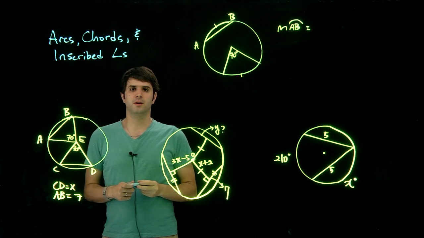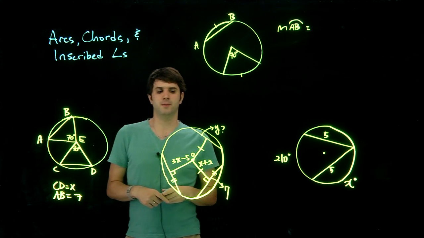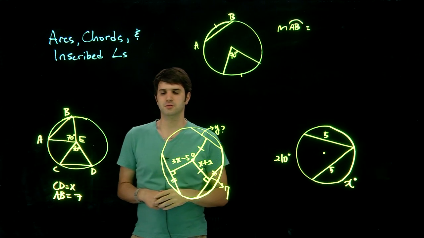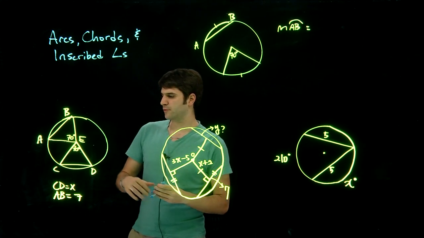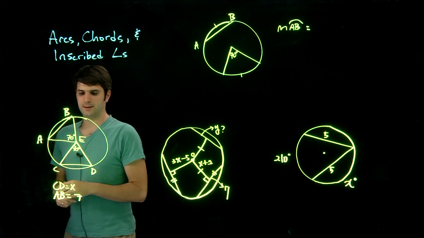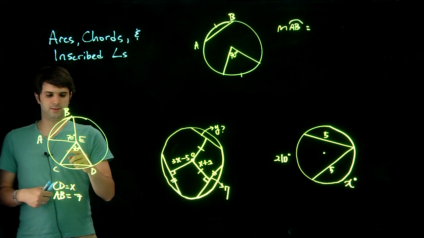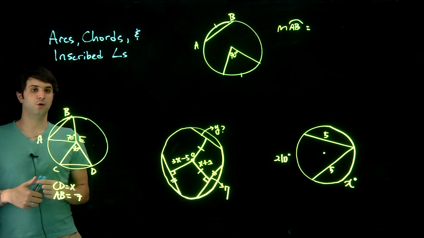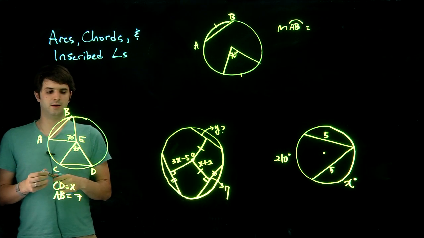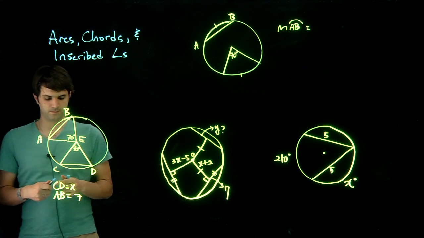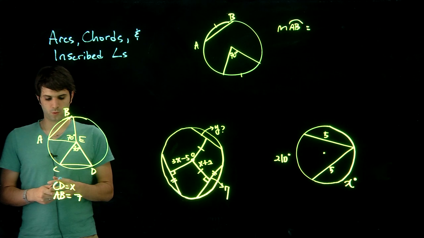Okay guys, in this video we're going to apply some of the theorems that we talked about with chords and segments and circles in the last video. In our first picture here we have a circle centered at E, and we see that angles BEA and CED are both 70. So those are central angles.